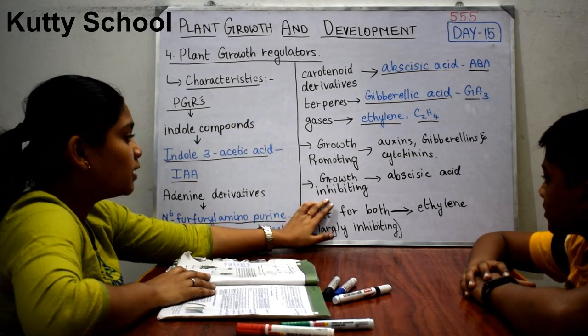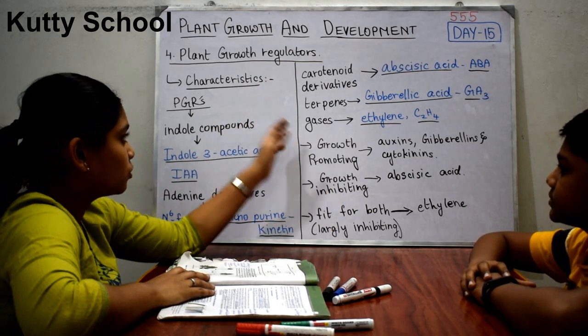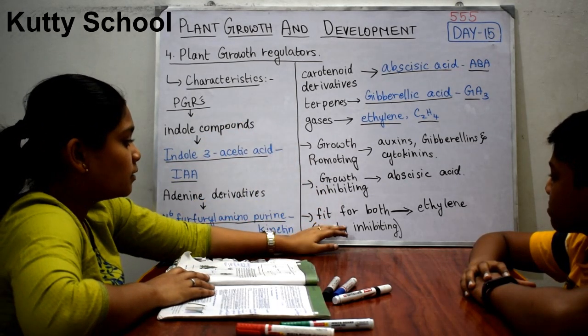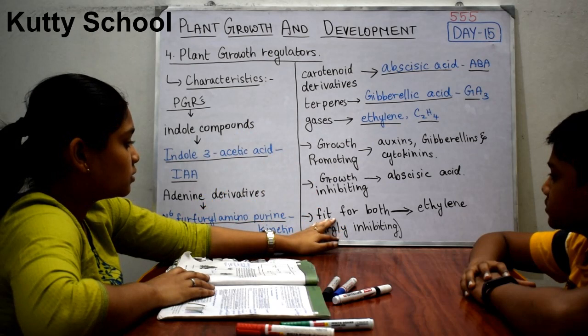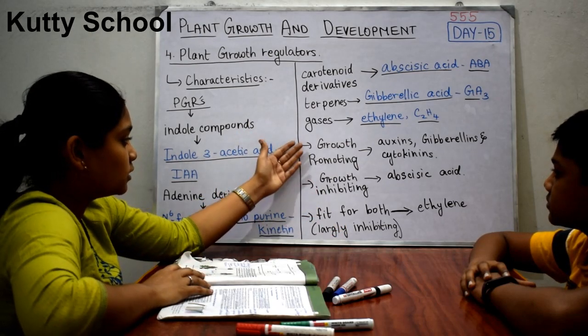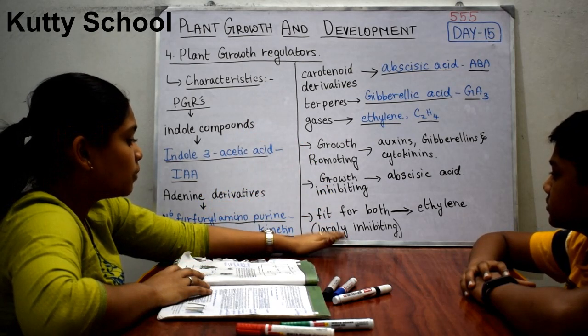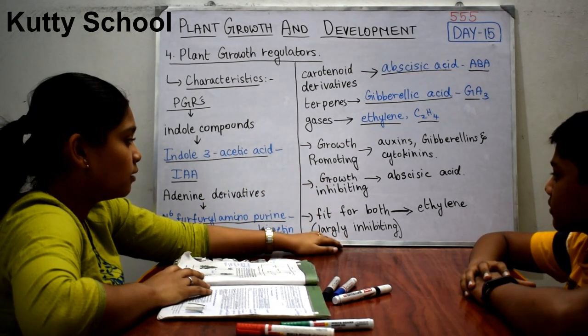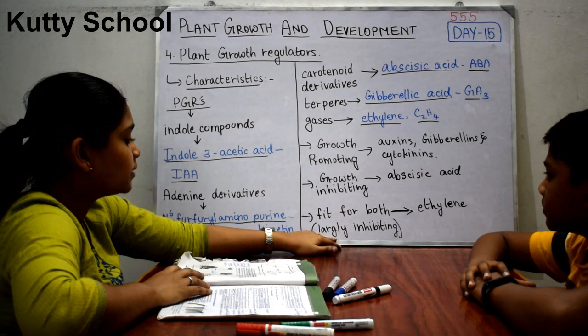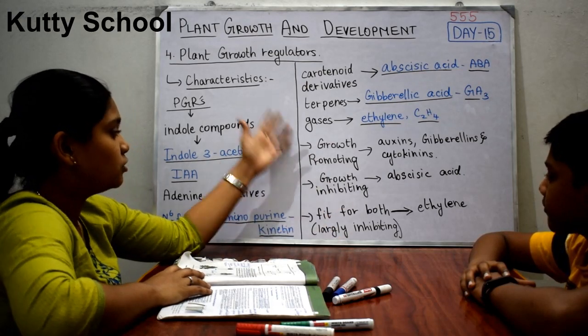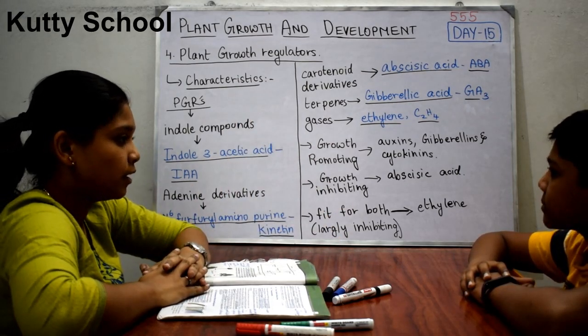And the growth inhibiting hormone is abscisic acid. It inhibits growth. And then there is one that fits both promoting and inhibiting. It is largely inhibiting, but it also promotes. An example of this one is ethylene, which is a gaseous plant hormone, okay?